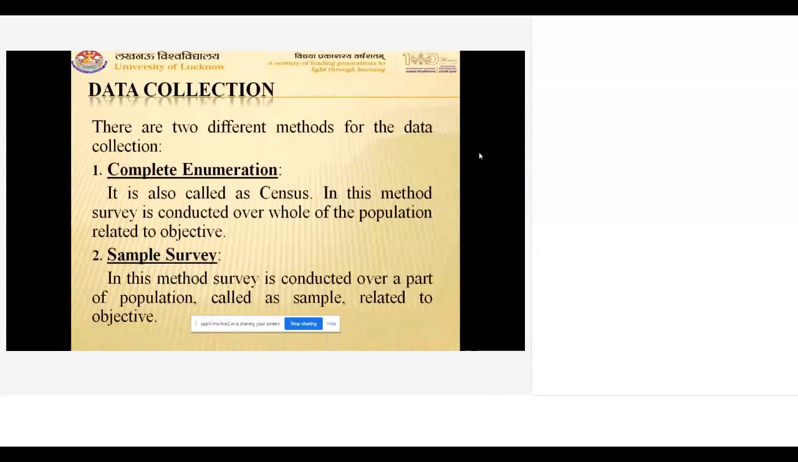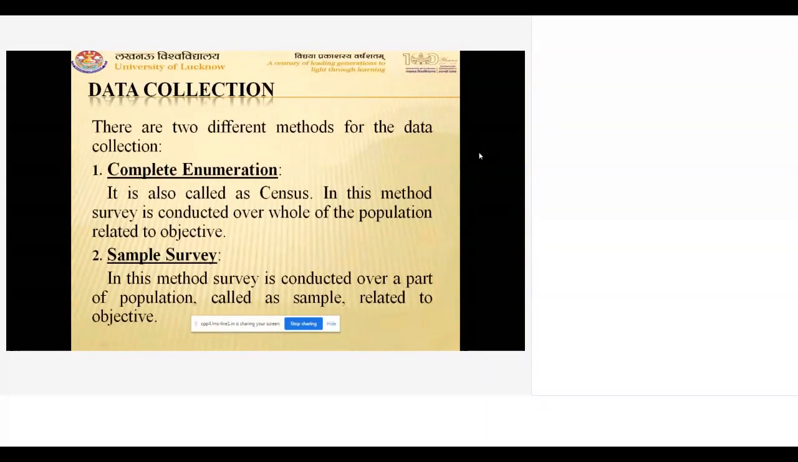So how is data collected? There are two different methods for collecting the data. One is called complete enumeration and the other is called sample survey. In complete enumeration, we conduct the survey over the whole population. No individual in the population will remain unattended. It is also called census.